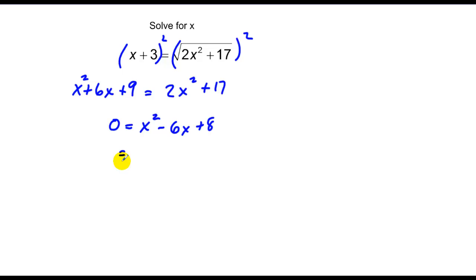What multiplies to 8 and adds to negative 6? That's negative 4 and negative 2. So I end up with 2 and 4 as my solutions. Just checking the answers once again. We've got a total of 8 and 17 is 25, and that's equal to 5 when I square root it. And then I have 16, 32, 49, and the square root of 49 is 7, which checks as well.